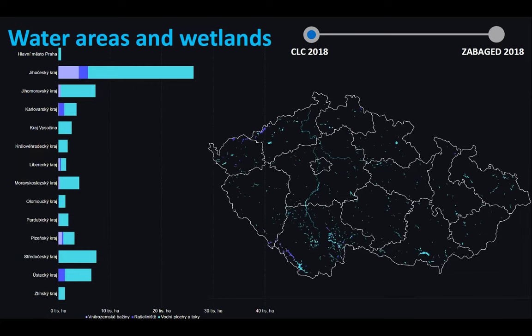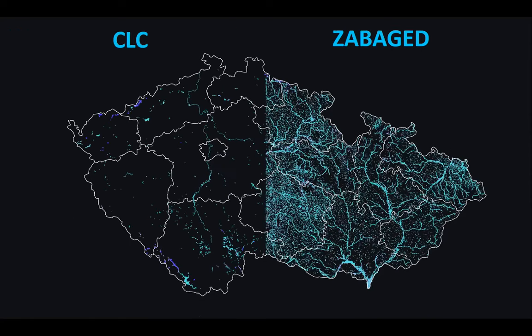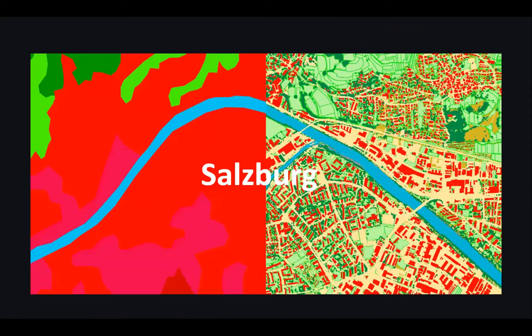Coming to the water areas and wetlands, as I showed at the very beginning, they only cover 1% of all the area of the Czech Republic. It has been found that Corine Land Cover is not a suitable data set to be used because it doesn't show what is needed. There is a national ZABAGED database, managed by the Czech Office for Surveying, Mapping and Cadastre, and it maps much bigger details. So this seems to be the right data to use for analyzing wetlands.